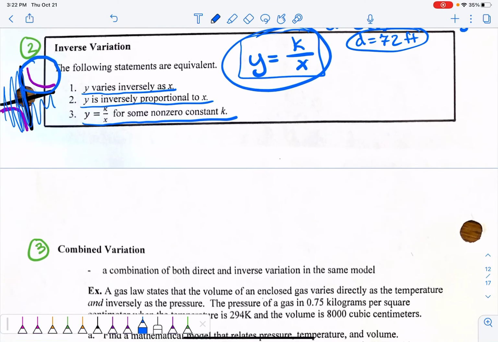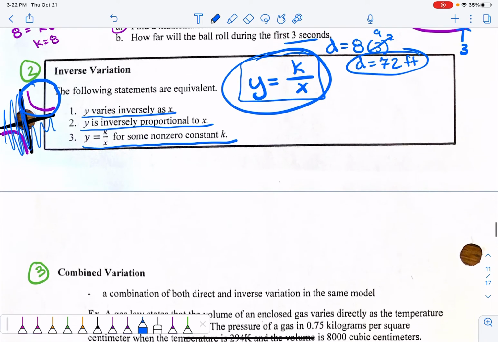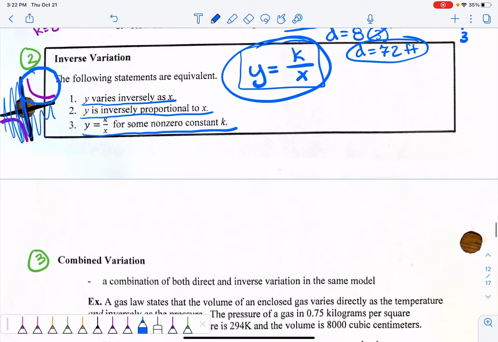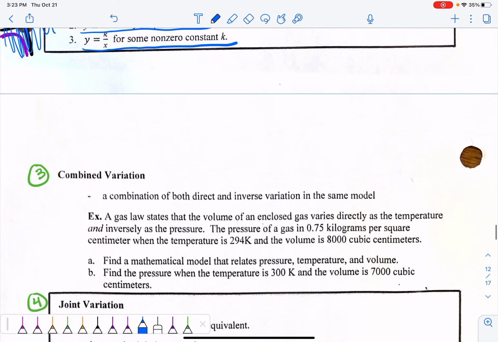So let's go down to, oh, they don't give us an example of inverse variation. Okay, but we're going to skip down to 3 because combined variation incorporates inverse and direct variation at the same time. So combined variation is a combination of both direct and inverse variation in the same model. So combined variation is the first one that we will experience that operates with 3 variables.